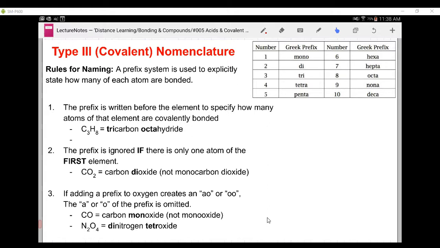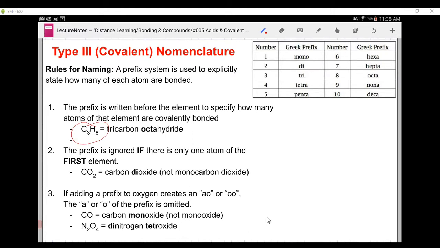In the top right here, we see this chart of the different prefixes that we will be using: mono, di, tri, tetra, penta. Most of these we are familiar with. Some of them are a little bit less so, particularly number 4, because in math we use quad for a quadrilateral, but we're using the Greek prefix rather than the Roman one.